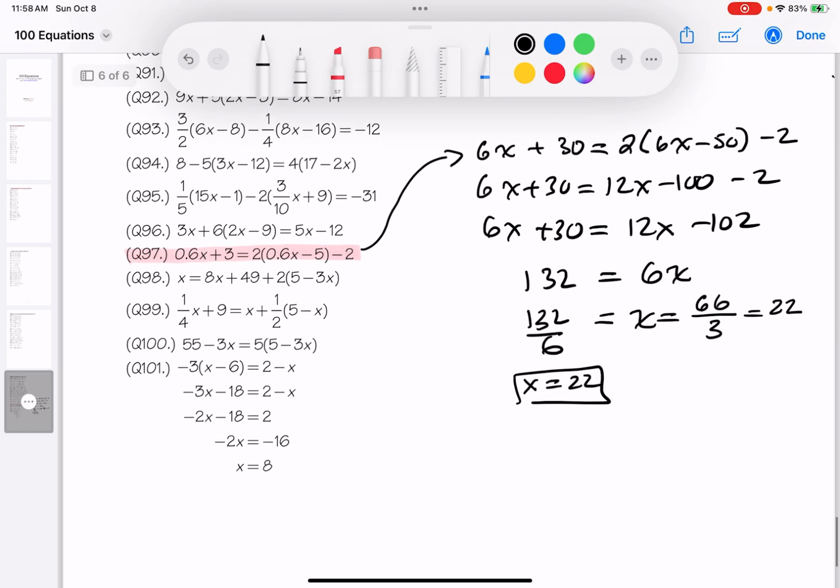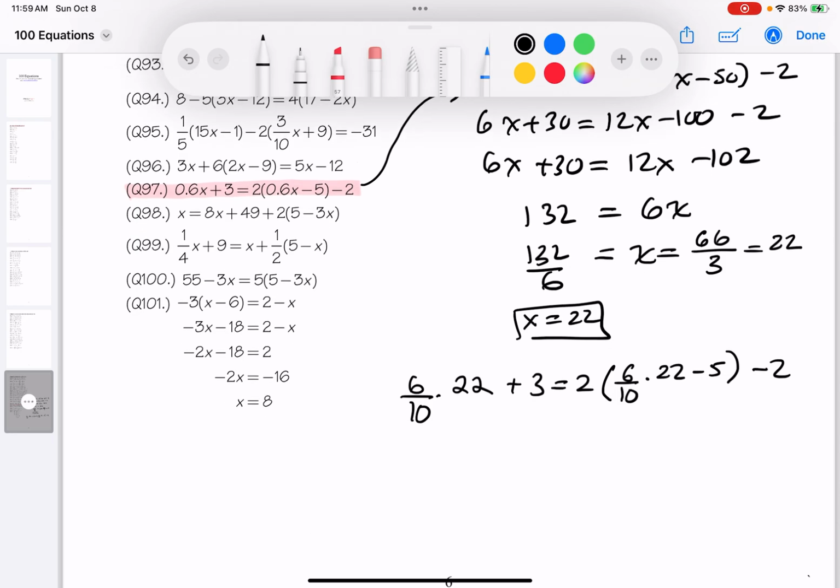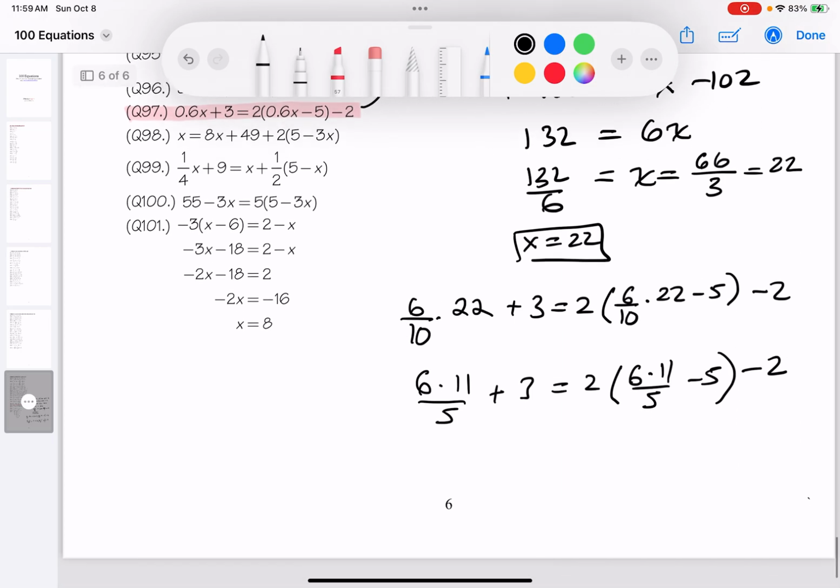Could a mistake have happened? Of course. Let's write this down. So I can put down 6/10 times 22 plus 3 equals 2 times 6/10 times 22 minus 5 minus 2. Let's keep doing it and see what happens over here. And I'm going to reduce it. 6 times 11 over 5 plus 3 equals 2. Well, this is going to be 6 times 11 over 5 minus 5 minus 2.